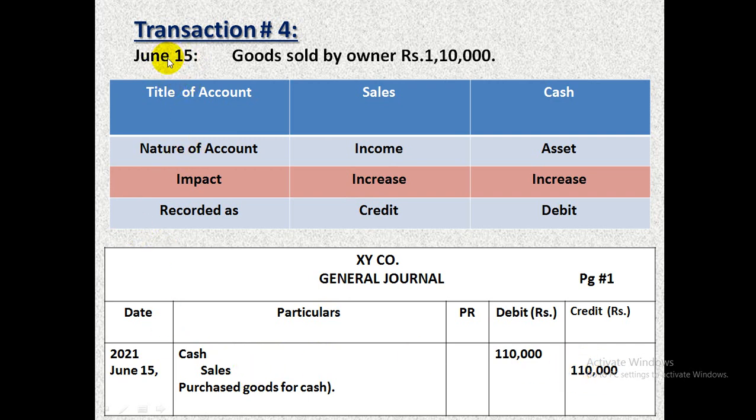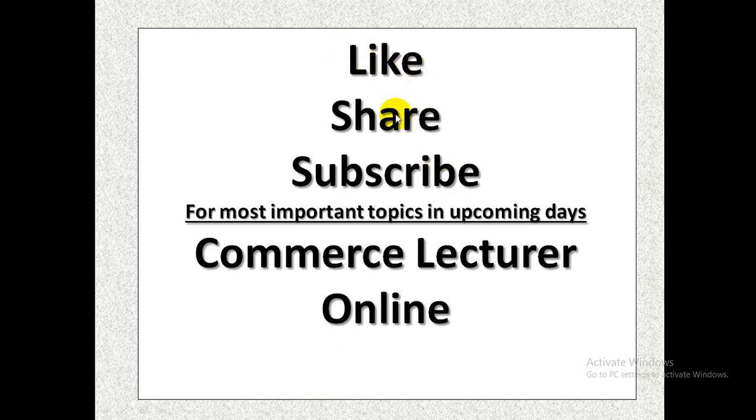The date of this transaction is June 15. That will be recorded in the date column. Narration or explanation below this journal entry will be: goods sold for cash.